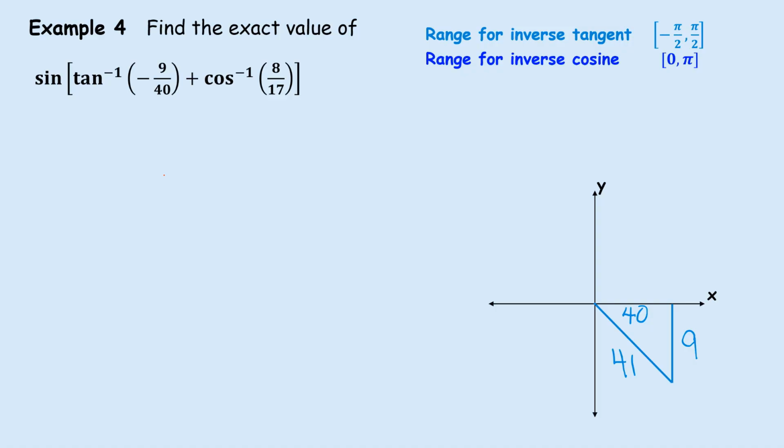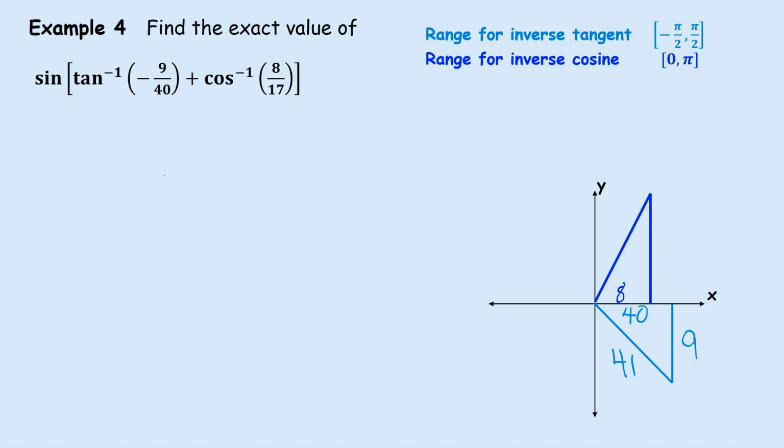Inverse cosine of 8/17. So the angle whose cosine is 8/17. Remember the range for inverse cosine is 0 to pi, the first two quadrants. And so that angle has a positive cosine. That is going to be in the first quadrant. And so we know it has cosine 8/17.